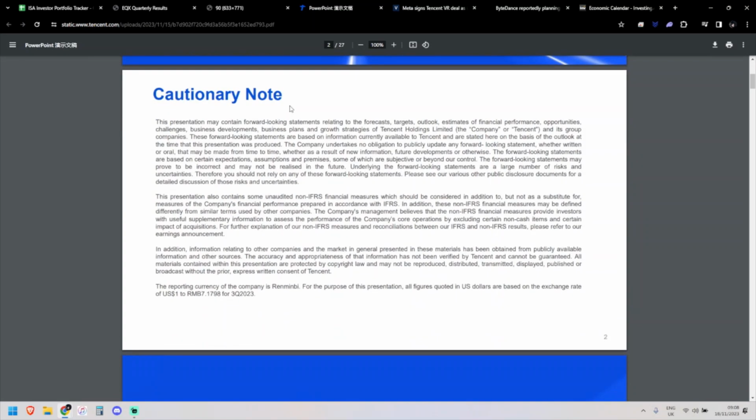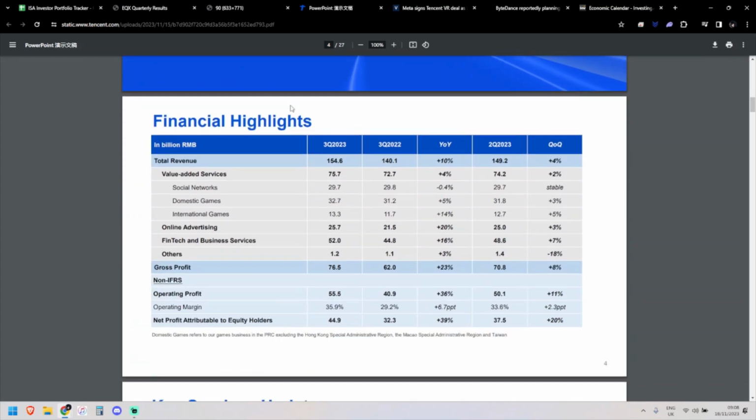So, Tencent, always good to see how they're getting on. Remembering I hold Prosus, not Tencent direct. Maybe one day we'll switch, but for now I didn't really see the need to. So, revenue doing quite well, 154 million. It's up 4% on last quarter and 10% up on last year.